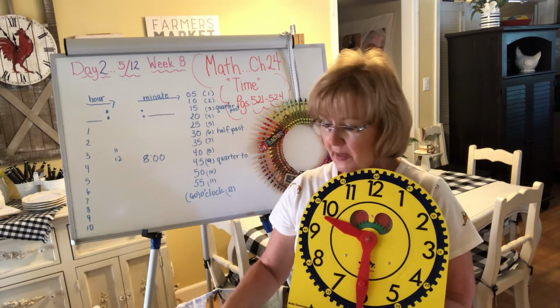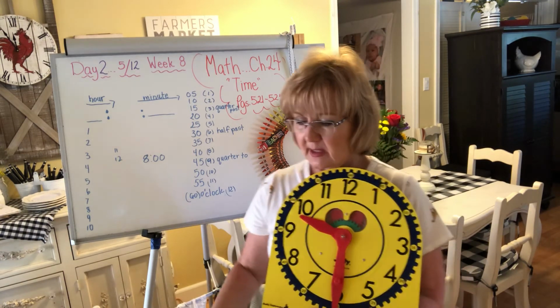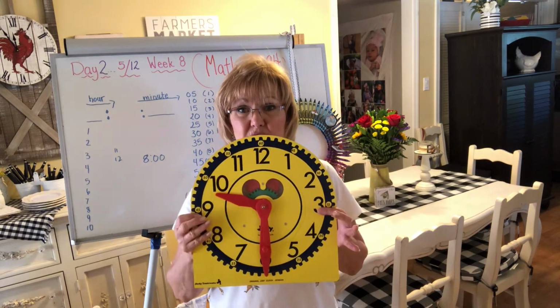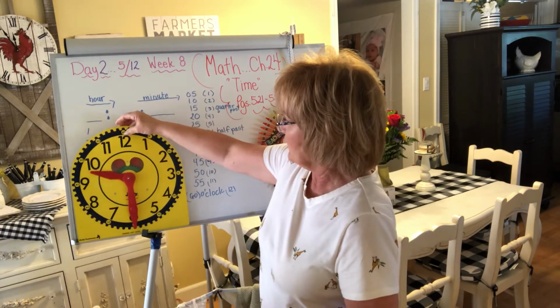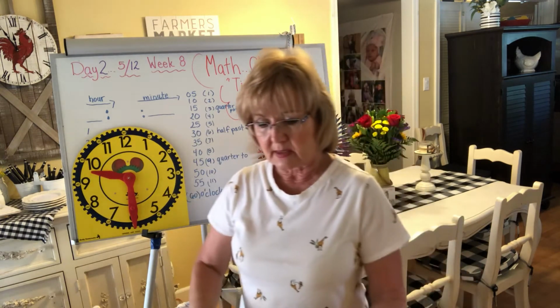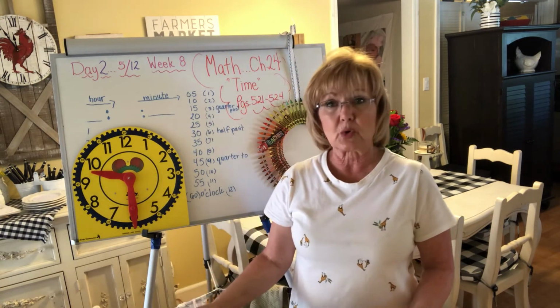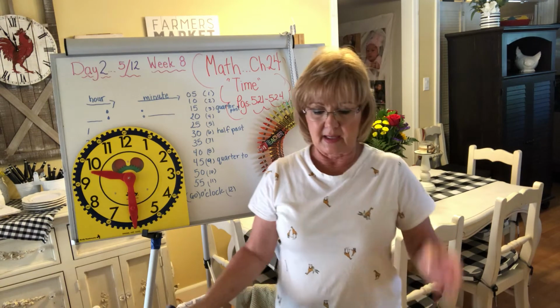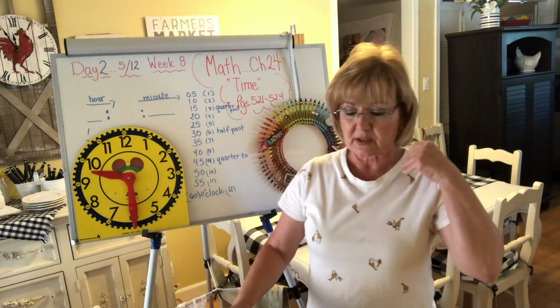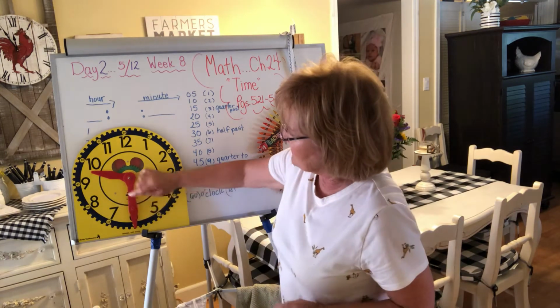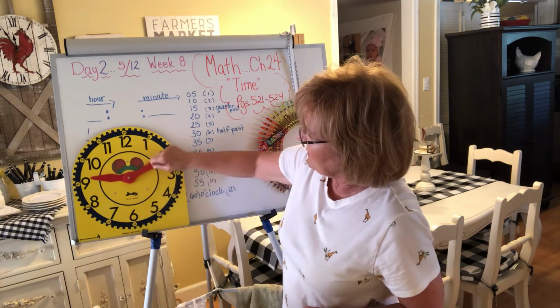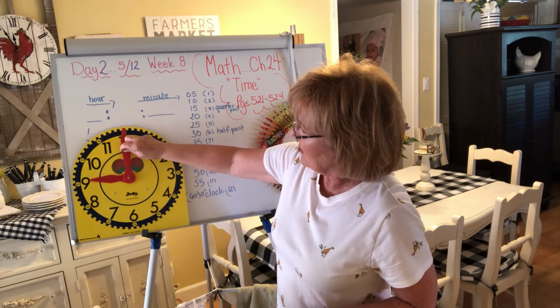Okay, turn the page. So we don't really need this clock anymore. That was reviewing, showing what you know, but I will leave it right there. Okay, and we are going to explore what a minute is like. How many seconds are in a minute? 60. It takes 60 seconds for the minute hand to go all the way around.